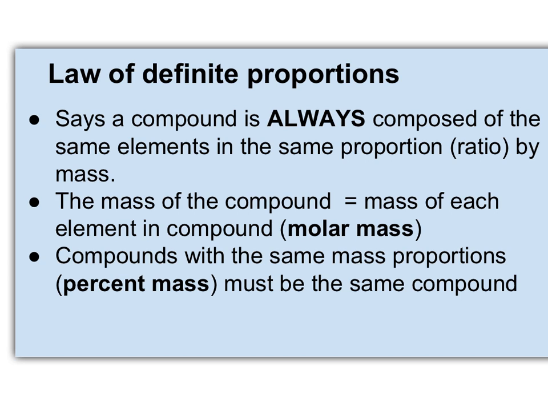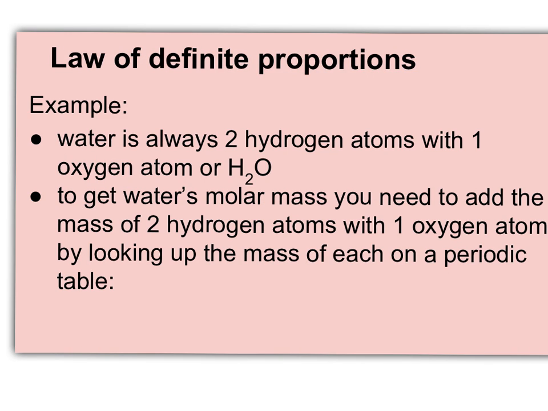And once you look at those individual masses compared to the whole mass, or what we call the percent mass, if the percent masses or mass proportions are the same for two compounds, then those two compounds are the same compound. I know it's a little bit confusing, but for example, what this means is water is always two hydrogen atoms with one oxygen atom, or has the formula H2O.